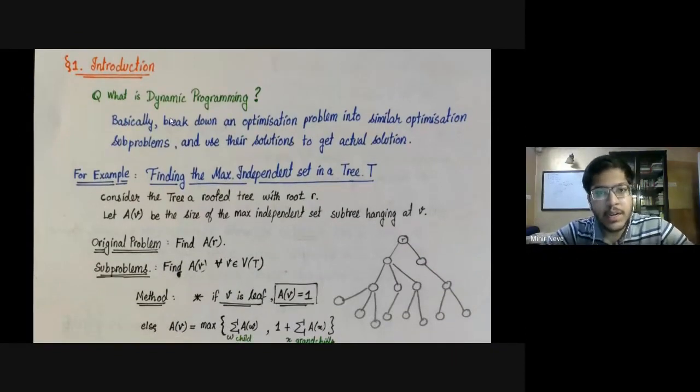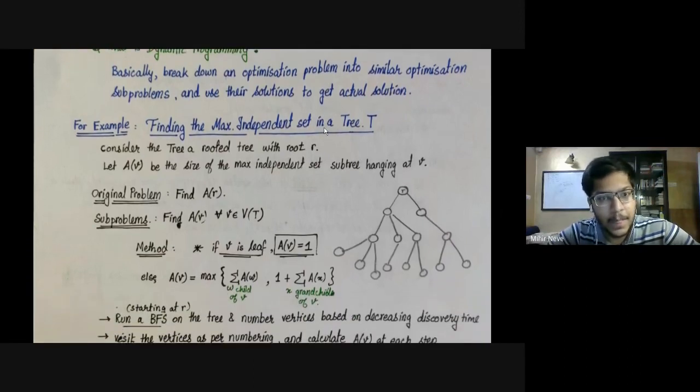So the basic idea of dynamic programming is you have an optimization problem. And what you'll do is break this optimization problem into smaller similar optimization problems, or sub-problems. Then, using the solutions of these sub-problems, you will find a relation to the solution of the actual problem. This is a very good technique because it helps us do things very fast and efficiently.